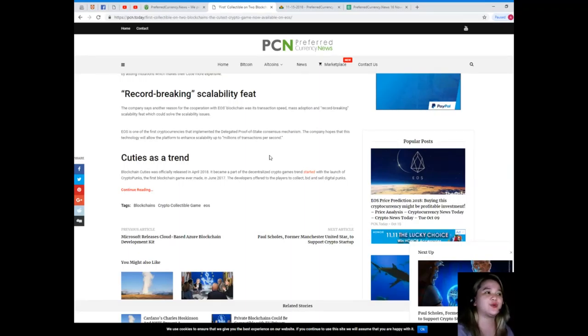Record-breaking scalability feats. The company says another reason for the cooperation with the EOS blockchain was its transaction speed, mass adoption, and record-breaking scalability feat, which could solve the scalability issues. EOS is one of the first cryptocurrencies that implemented the delegated proof-of-stake consensus mechanism. The company hopes that this technology will allow the platform to enhance scalability up to millions of transactions per second. Well, because EOS currently is like 11, I think, or 16,000 per second. All right, so they're hoping to enhance to millions of transactions per second. Wow, how fast, right?